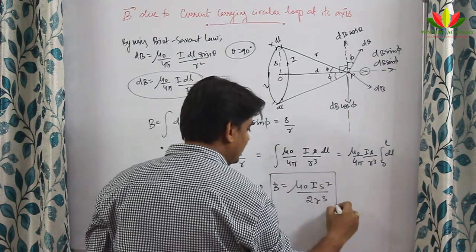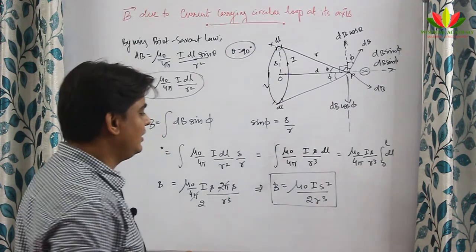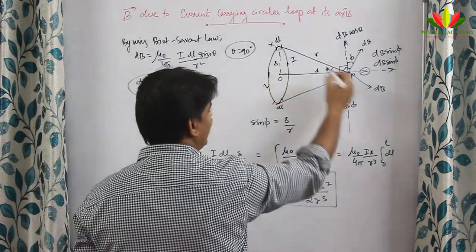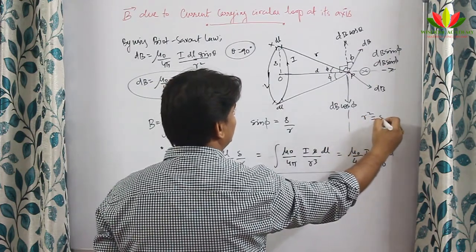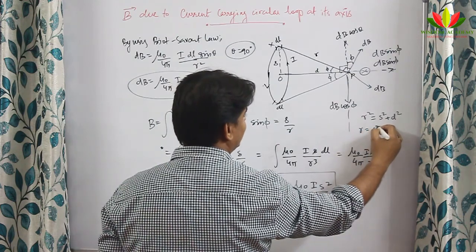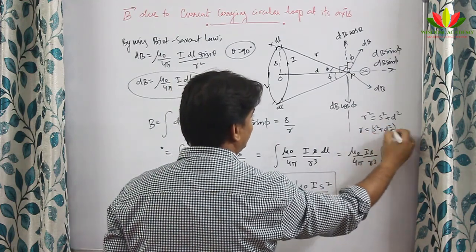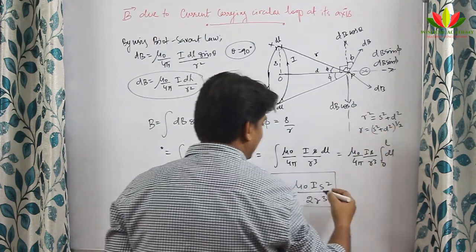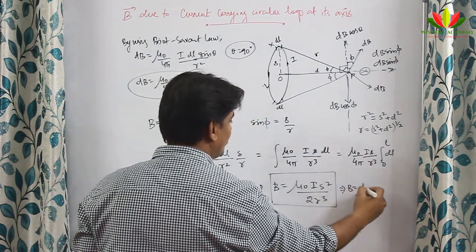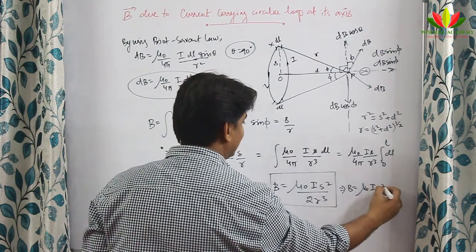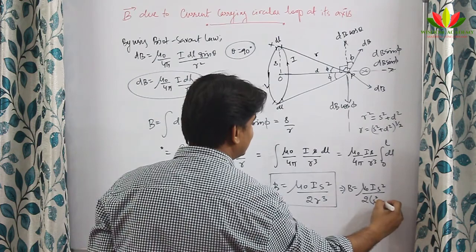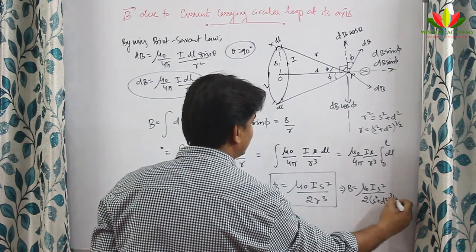Now this equation can be written in terms of s and d also. How can I write that? From here I know that r square is equal to s square plus d square. So r is equal to (s square plus d square) to the power 1 by 2, and already 3 is there, so it will become 3 by 2. So I will get the expression of B as mu naught I s square by 2 into (s square plus d square) to the power 3 by 2.